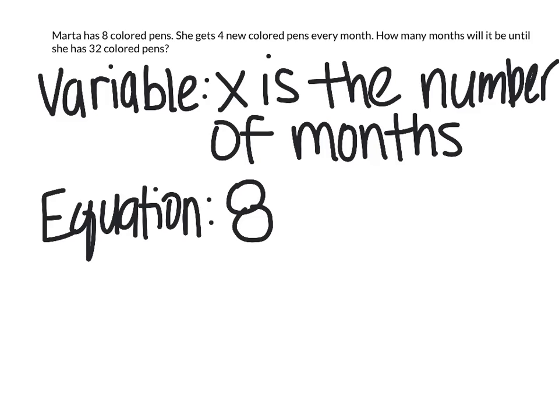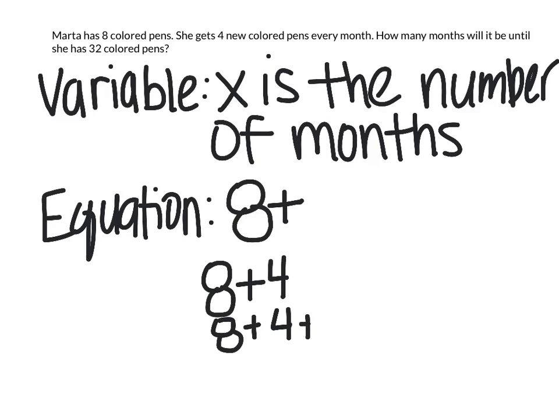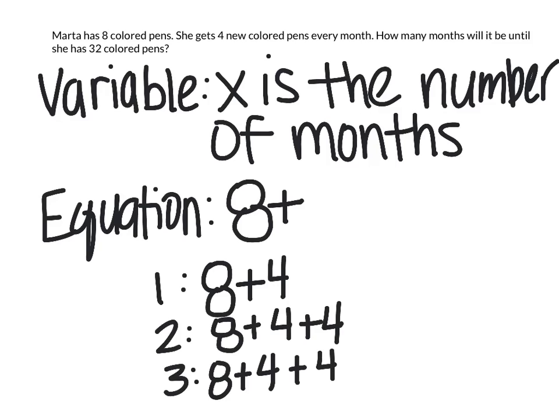And now, is she adding more pens or taking pens away? In this case, she's getting more pens, so she's adding pens. She's actually adding 4 every month. So if I were to do some examples here, the first month, she starts with 8, then adds 4. The second month, she starts with 8 again. She has the 4 from the first month, and now she adds 4 more. The third month, she has the 8 that she started with, the 4 from the first month, 4 from the second month. Now, in the third month, she's adding 4 more.